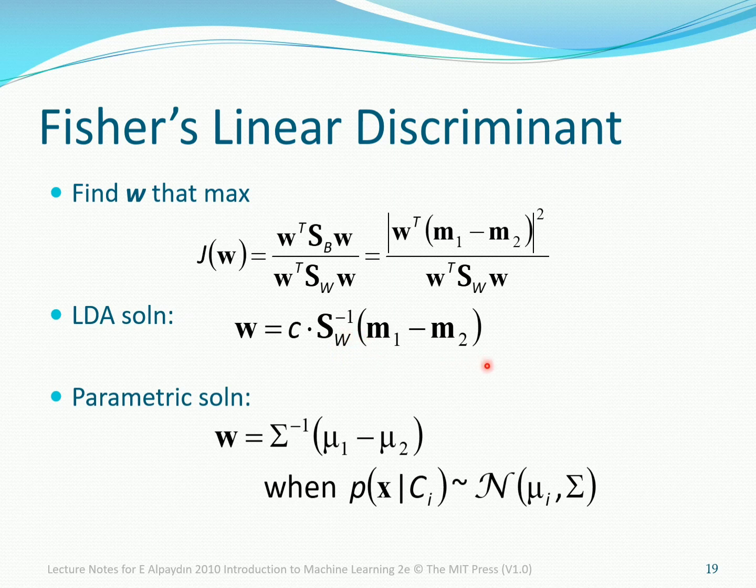The parametric solution is W = Σ^(-1)(μ1 - μ2), when p(x | Ci) ~ N(μi, Σ).